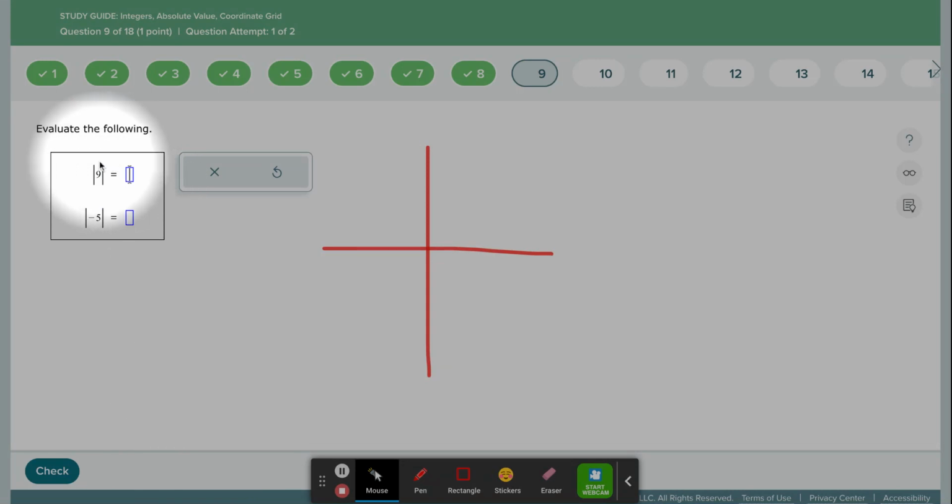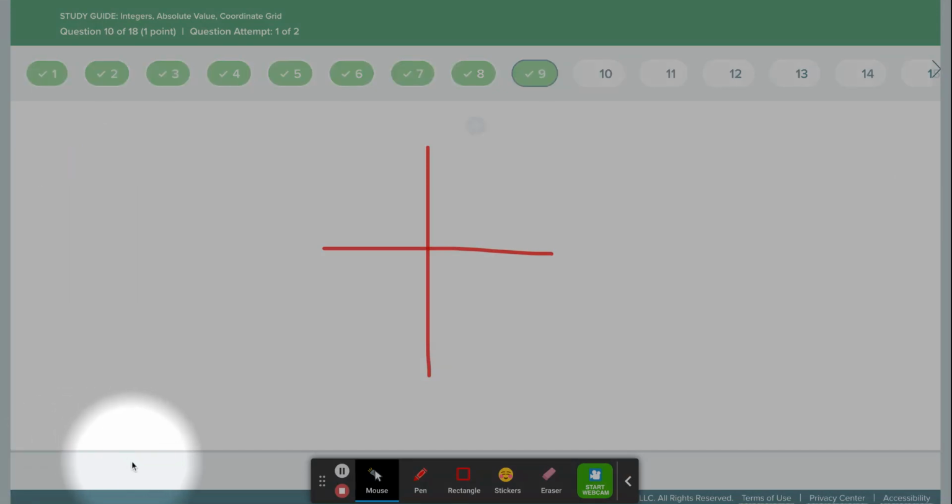Okay. How many hops is 9 from 0 on the number line? Or what's the absolute value of +9? How many hops is -5 from 0? It's 5 hops, right? Absolute value is always positive.